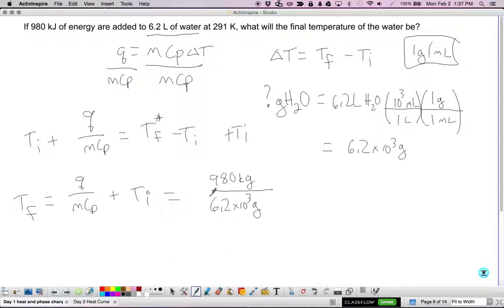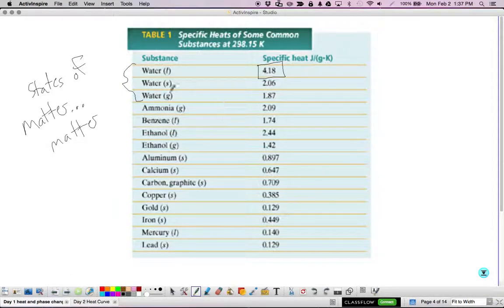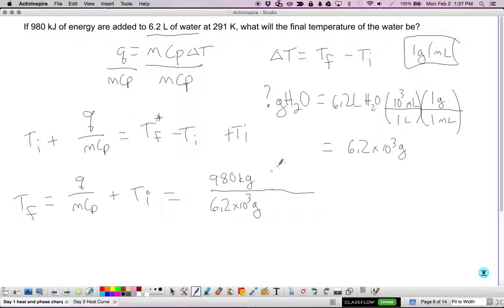Then I need to find the specific heat of water, which I can find on this table. Liquid water, specific heat, 4.18 joules over grams degrees Celsius. That's on the bottom and it's got funny units, so I'm going to put 4.18 joules over grams, and since my unit of temperature is Kelvin, I'm just going to use joules over grams times Kelvin, and that'll make my life a little bit easier.